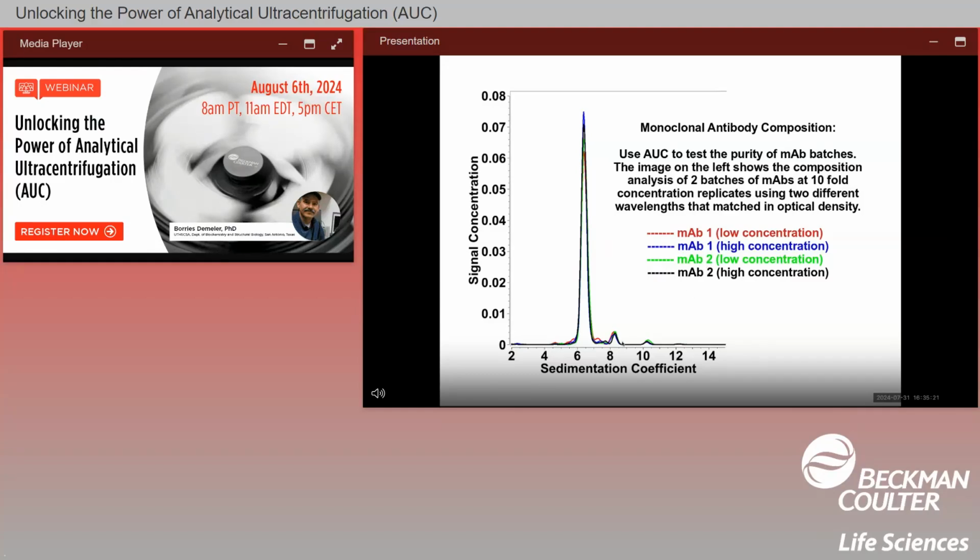And as you can see, you can get very good reproducibility with the antibody oligomers being visible here at 8 and 10, and then the main peak at about 6.5 S. So that allows us to characterize the composition of a sample that is maybe a monoclonal antibody vaccine that needs to be very pure and hopefully not aggregated when given to the patient.